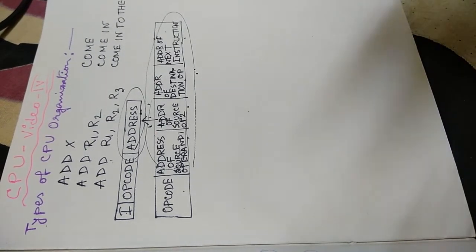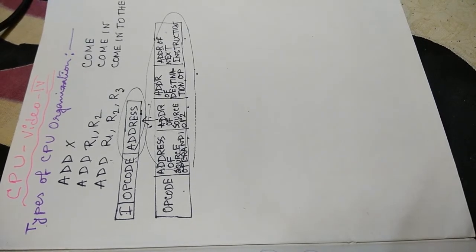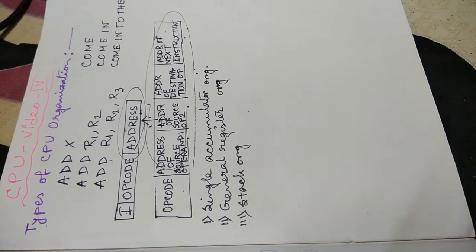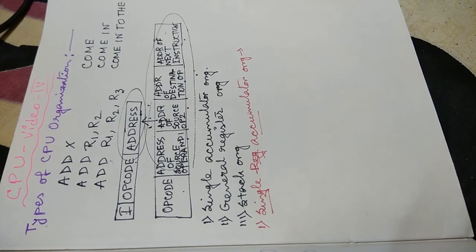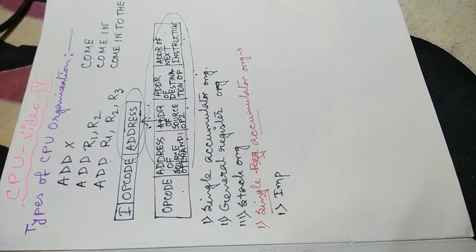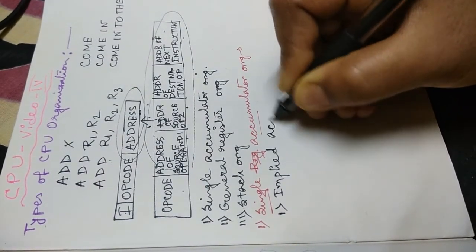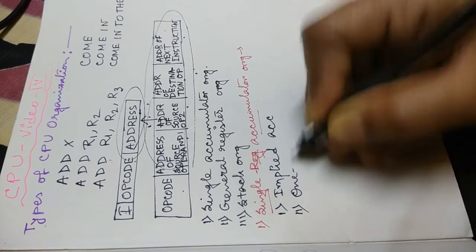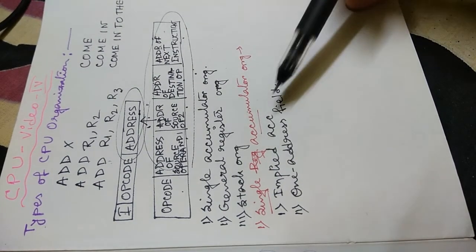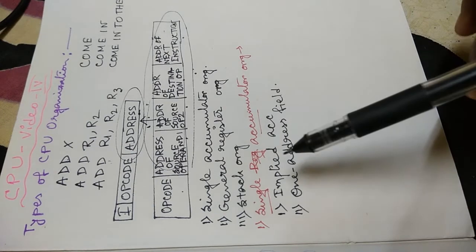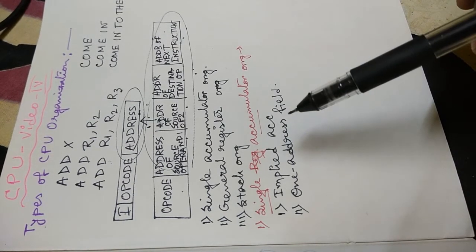Now, finally, let's come to the type of CPU organization. Three types are there. Single accumulator organization, general register organization, and stack organization. In single accumulator organization, you just remember two keywords. One is implied accumulator, ACC, I'm writing ACC. And second one is one address field. Implied accumulator means that in the instruction, we won't write the name of accumulator, but it is implied.